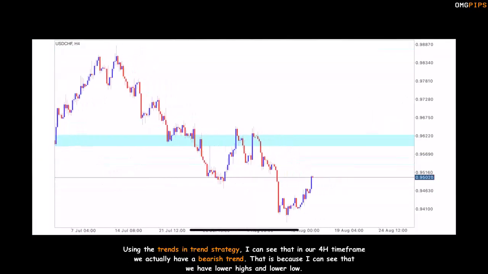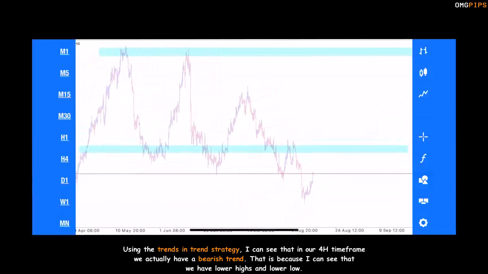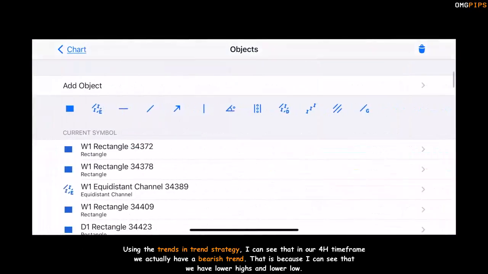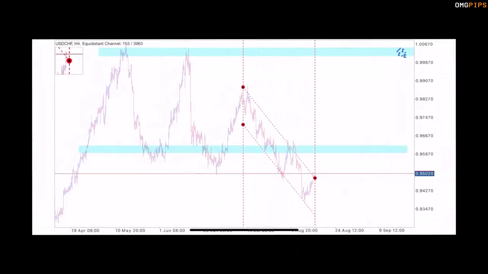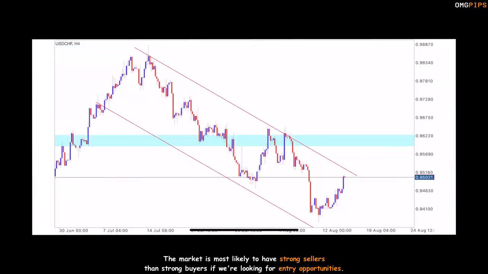Using the trends in trend strategy, I can see that in our 4-hour time frame, we actually have a bearish trend. That is because I can see that we have lower highs and lower lows. So with that, I know that the market is most likely to have strong sellers than strong buyers.